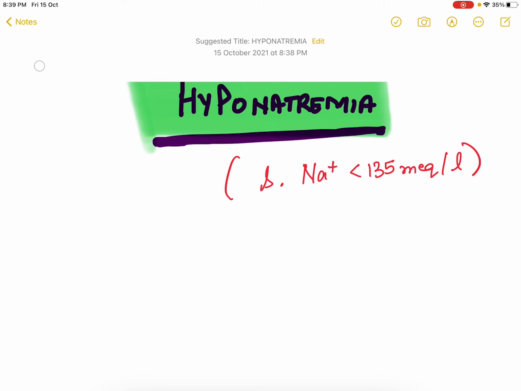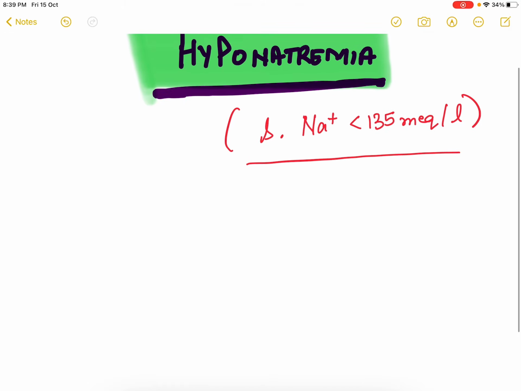So today we are going to study about hyponatremia. Whenever a patient comes to you in OPD or emergency with hyponatremia, how do we evaluate that patient? First of all, the definition of hyponatremia is serum sodium less than 135 milliequivalents per liter. This is the definition of hyponatremia.